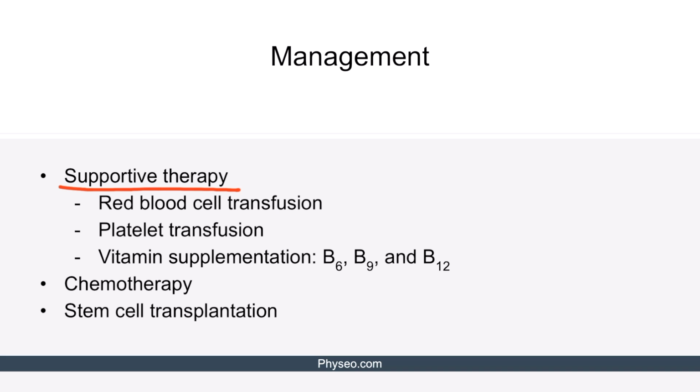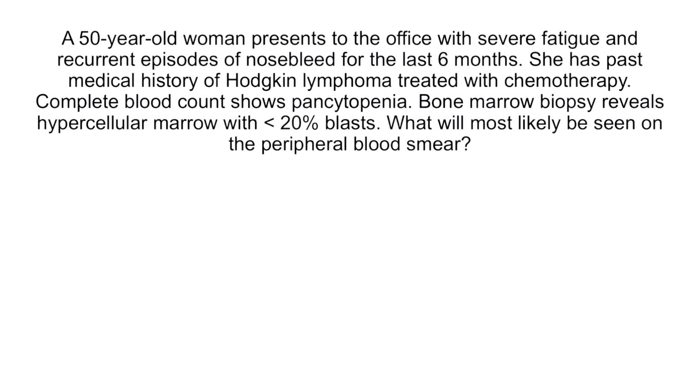Vitamin B6, B9, and B12 can be supplemented to facilitate hematopoiesis and cell proliferation in the bone marrow. Additionally, chemotherapy can be administered. Finally, stem cell transplantation is potentially curative. A 50-year-old woman presents to the office with severe fatigue and recurrent episodes of nosebleeds for the last 6 months. She has past medical history of Hodgkin's lymphoma treated with chemotherapy.